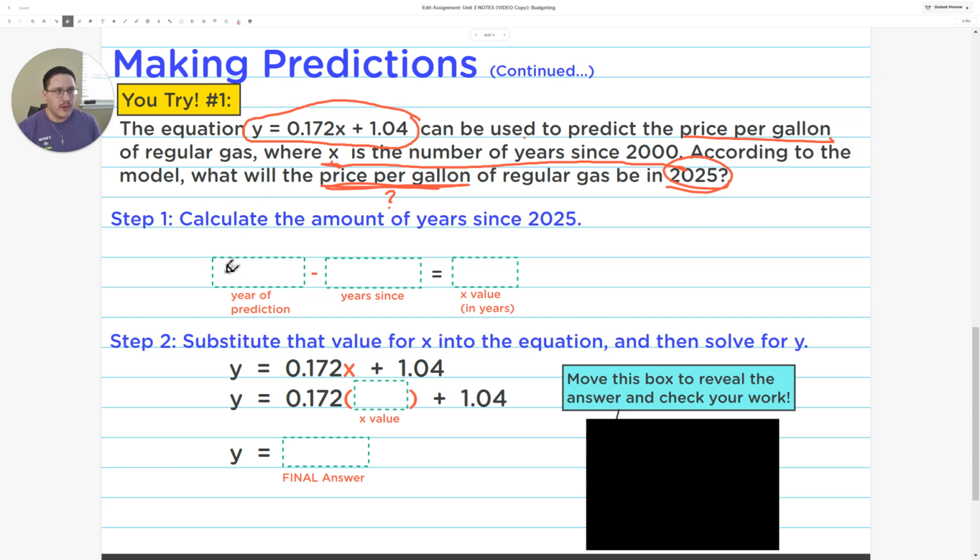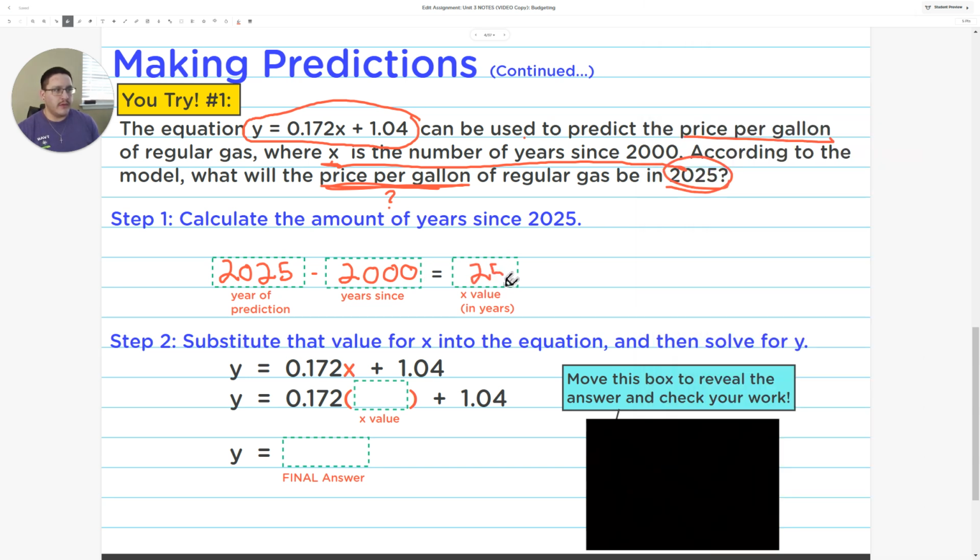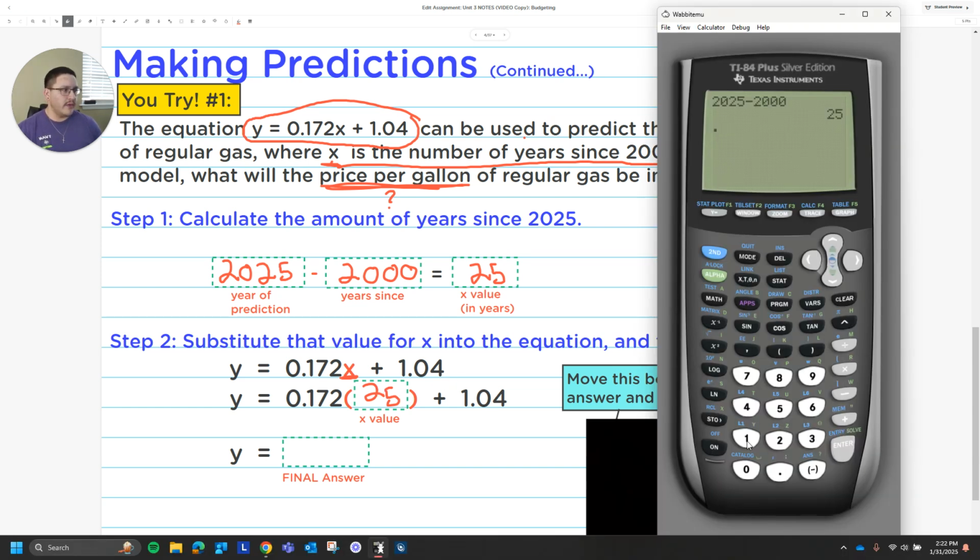So the first thing we're going to do is take 2025 and subtract 2000. It should be 25, but you could plug it into your calculator if you're not exactly sure. And x represents 25 years. So now x will get substituted in with 25, and we're going to type that into the calculator: 0.172 times 25 plus 1.04.